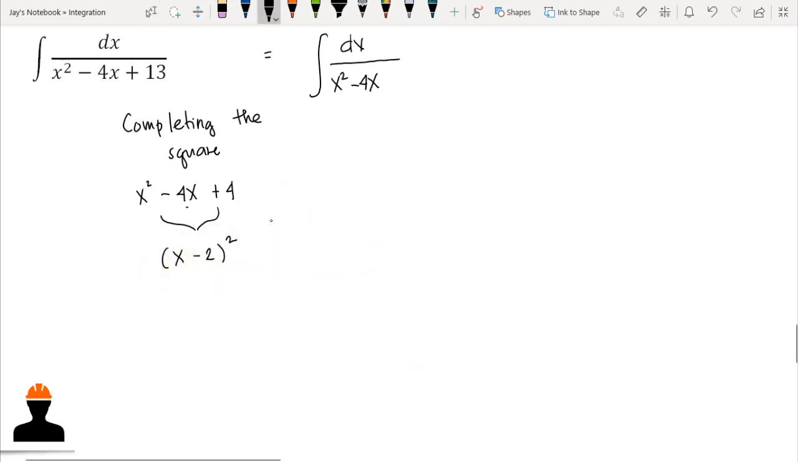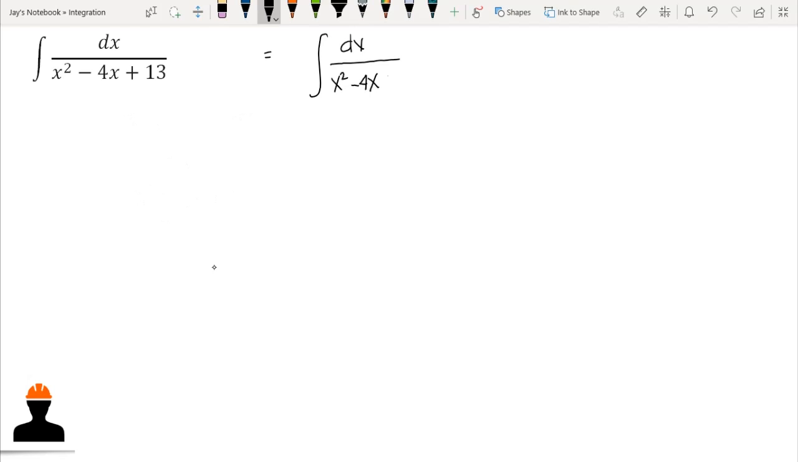If you evaluate this, we square the first term, x squared, then multiply the first term and second term by 2, so negative 2 times x is negative 2x, times 2, we have negative 4x, then square the last term, that is plus 4. So therefore, we add 4 here, correct? Now, don't forget, we still have 13.